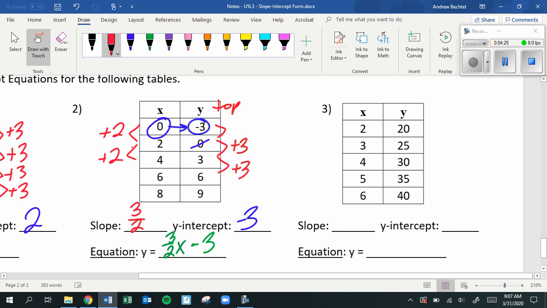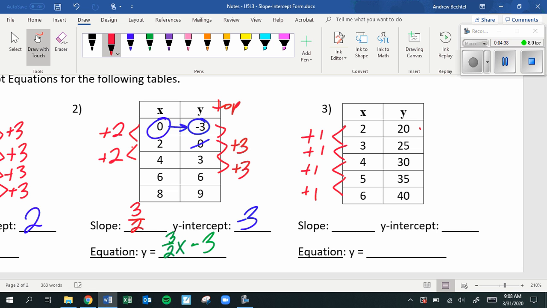We go from 2 to 3, 3 to 4, 4 to 5, 5 to 6. These are going up by 1 each time. On the y side, we're going from 20 to 25. That's adding 5. 25 to 30. That's adding 5. So we're going to put that 5 on top, 1 on the bottom. There's our slope. Now we need to find the y-intercept, but I don't see where x equals 0 in this table.